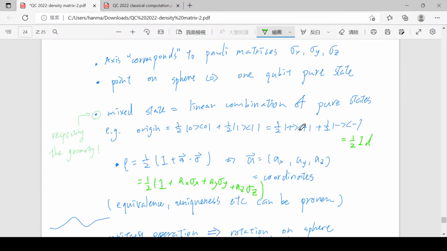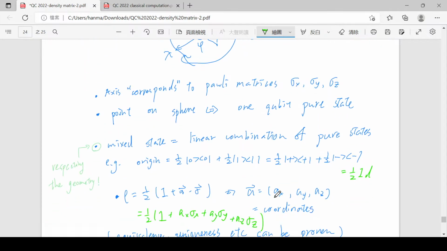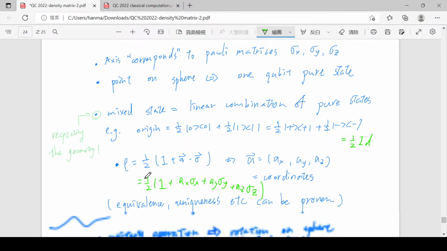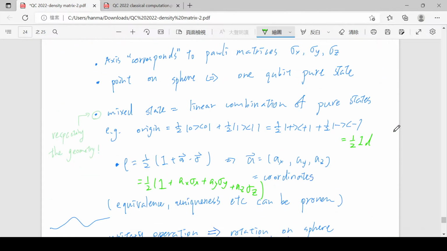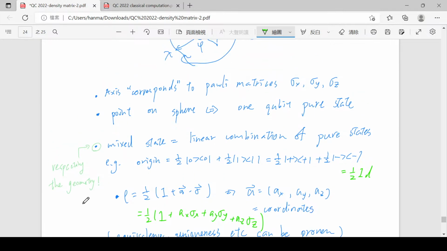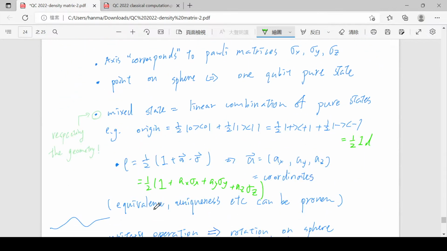So once again, let's see the original point. The origin point has coordinate 0, 0, 0, and that corresponds to the state 1/2 identity. We skip the proof here, but you can prove that this is unique.